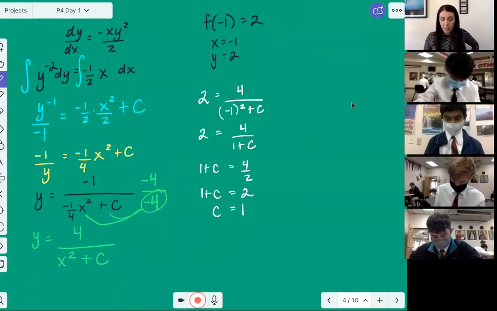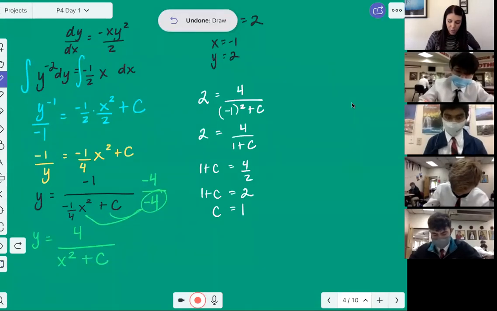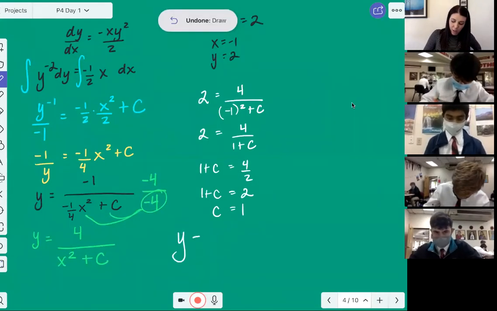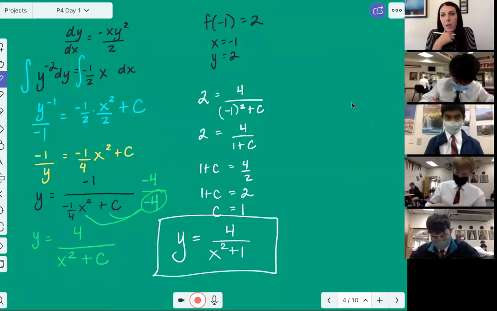And now, last step, we plug it into this equation. We don't go back to the green equation and erase anything. We need to make sure all our work is in order. But now I'm just rewriting that equation, 4 over x squared plus 1, final answer. Any questions?